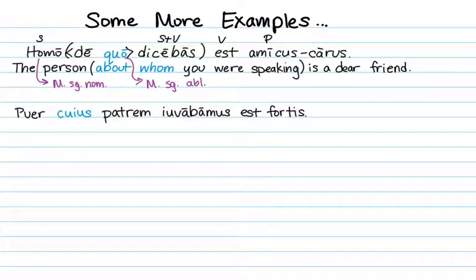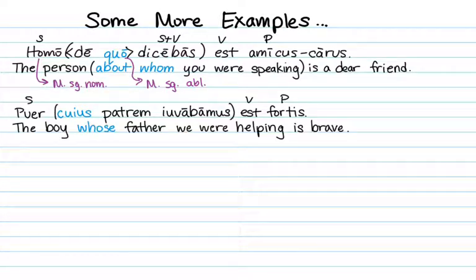In the sample sentence, puer cuius patrem iuvabamus est fortis, the main sentence is puer est fortis, the boy is brave. Cuius patrem iuvabamus is our subordinate clause. Iuvabamus is subject plus verb, patrem is direct object, and cuius shows possession. So puer is masculine singular nominative because it's the subject of est, but cuius is masculine singular genitive because it shows possession.